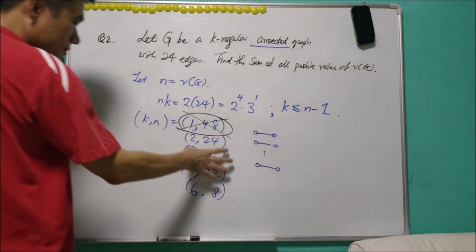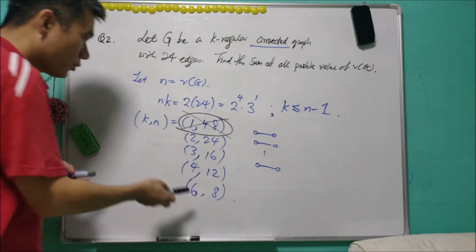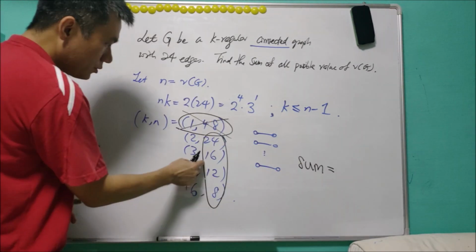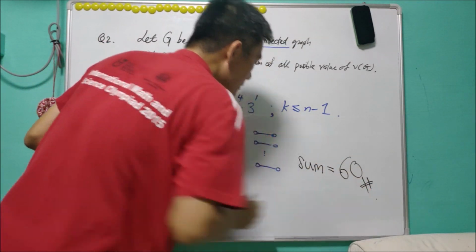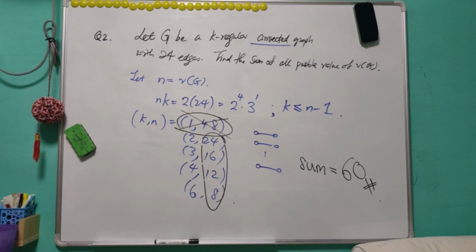How about the rest? For the rest, it is possible to be a connected graph. So we will accept the rest of the n, and the sum will be equal to 24, 16, 12, 8, which is 60. So 60 is the answer for question 2.